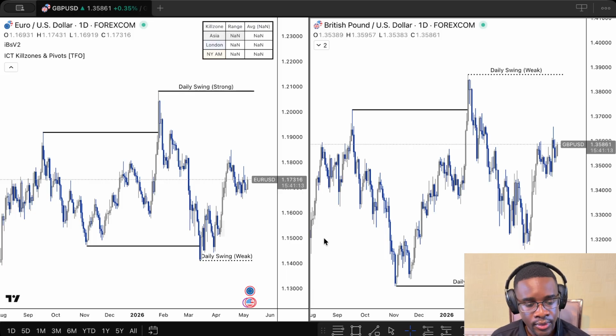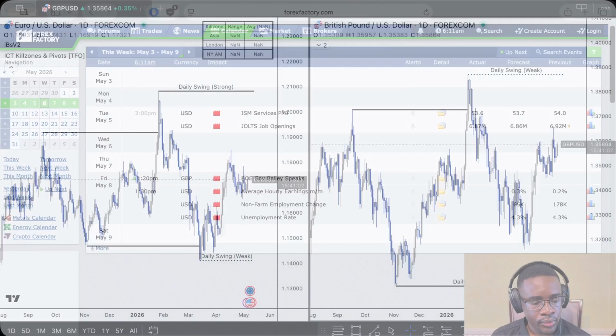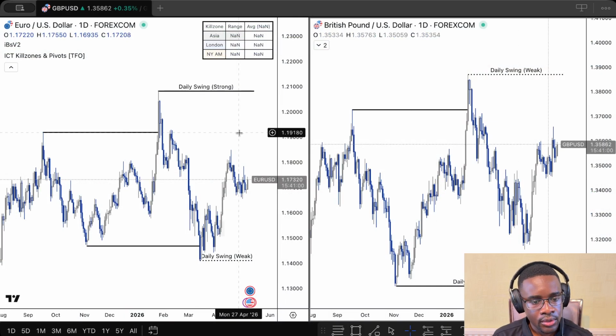Looking at Forex Factory, today is Wednesday. We see we do not have any high impact news for today. So let's go straight to the charts.